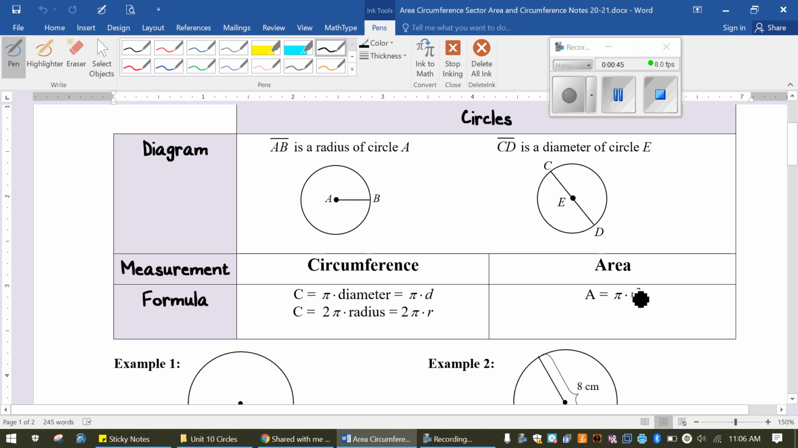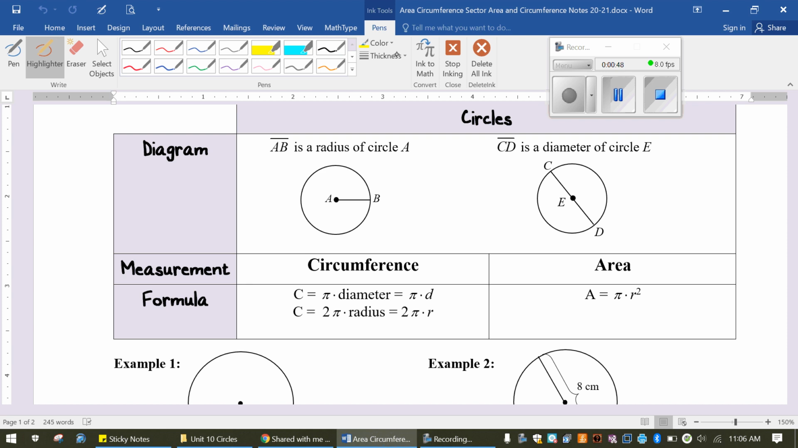Let me first talk about what a circumference is. So a circumference is the distance around a circle. Okay, and you're going to see me using this formula of 2 pi r. I'm doing that because I like to use the radius in both the circumference and the area. This is another formula, pi times diameter, but if I'm going to have you memorize one formula, this is the one that I would prefer.